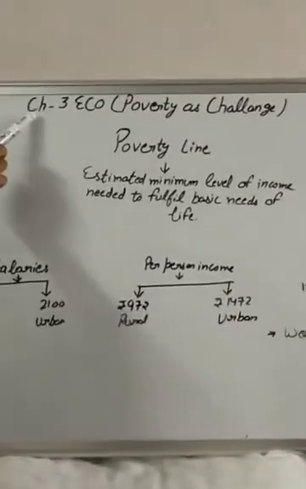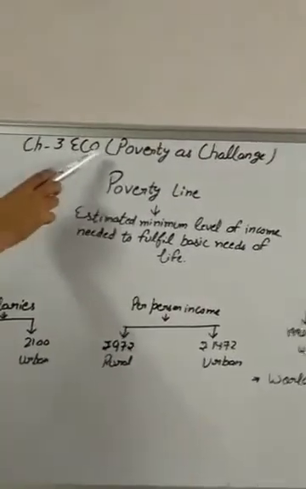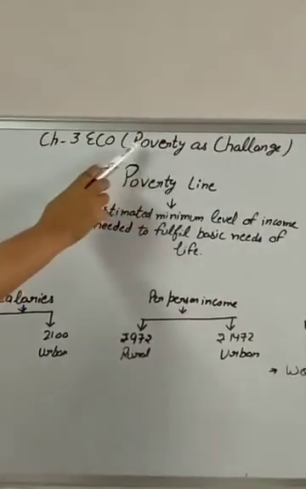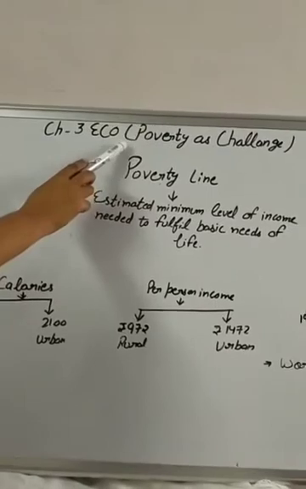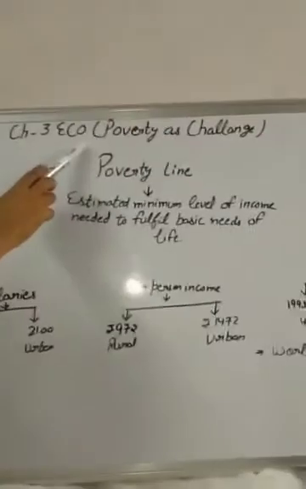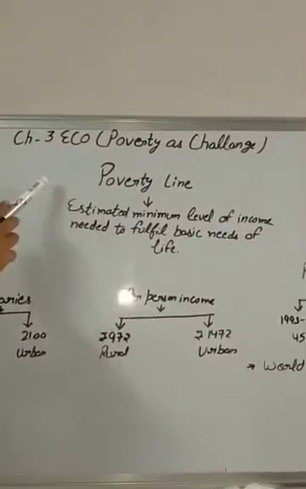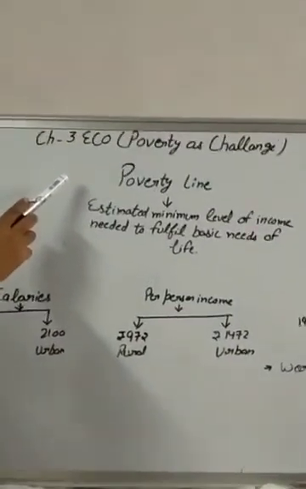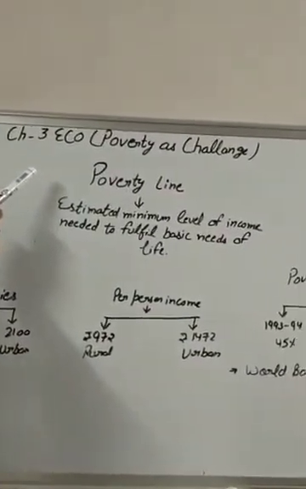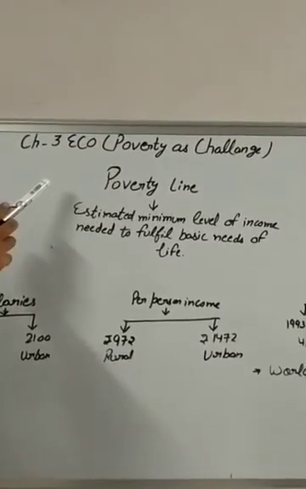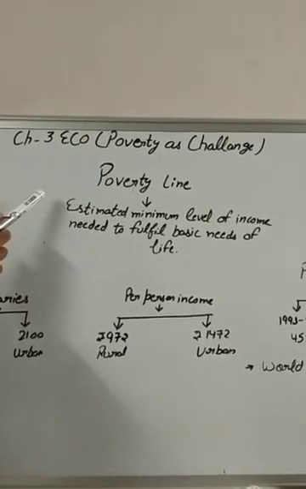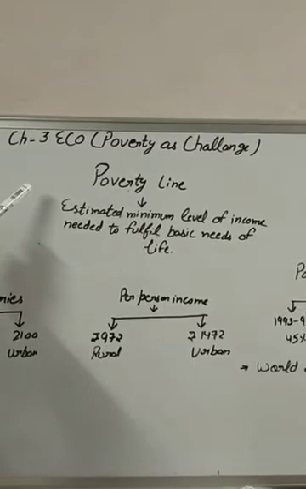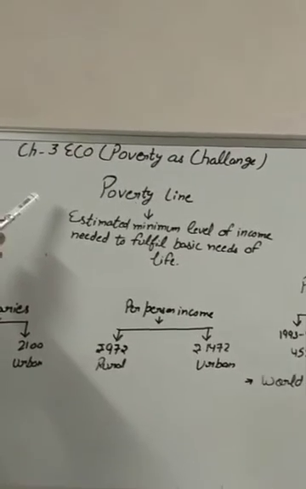Students, in the previous video of Chapter 3 of Economics, Poverty as a Challenge, we learned what poverty is and how a person is considered to be poor. The government has launched several welfare schemes for the poor, and to ensure these benefits reach the correct person, it is important to have a way to identify them. And the poverty line is a common way to identify the poor.